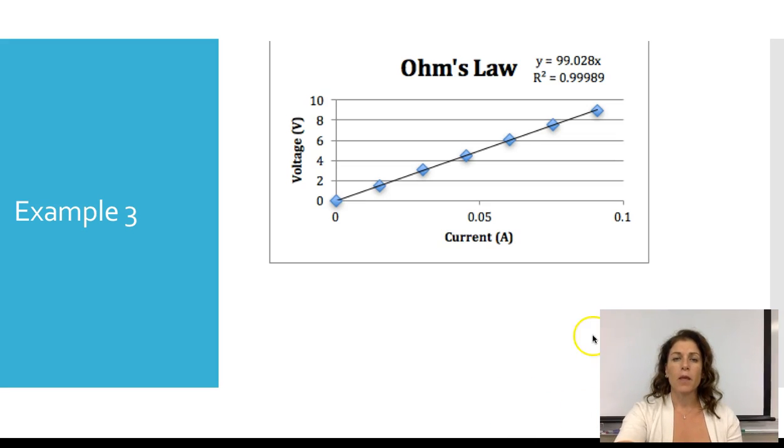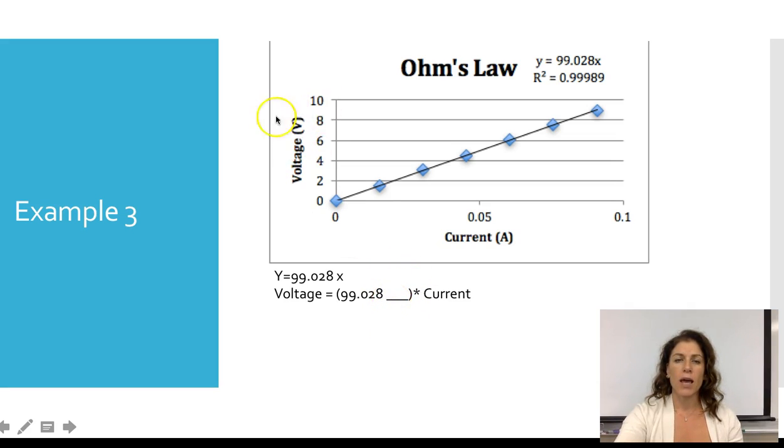Example 3. This equation is also linear, y equals 99.082x. So we're going to first write that out. The y-axis term is voltage and the x-axis term is current. So we rewrite it with those terms in place, leaving a blank space for the units. The units are going to be your y-axis units divided by your x-axis units. Here's current right here, so you're dividing by the current units. So we get V over A.